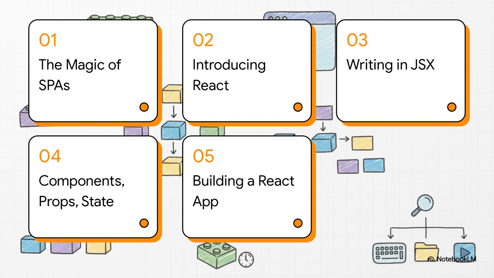So, here's the game plan for this explainer. We're going to start with the magic behind that seamless experience, single page applications, or SPAs for short. Then, we'll introduce React, which is the main tool for building them. We'll look at its unique syntax called JSX, and then break down its absolute core building blocks. We're talking components, props, and state. And finally, we'll see how you can actually start building one of these yourself.